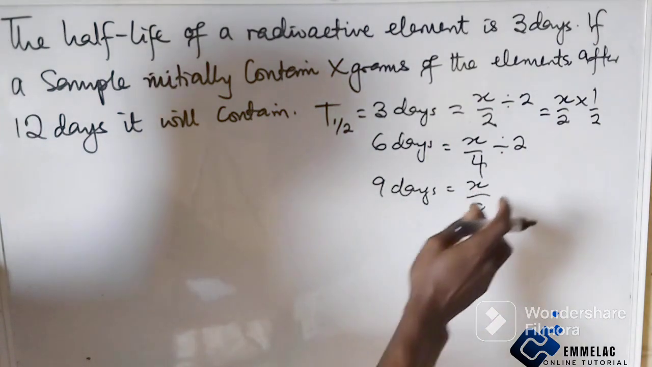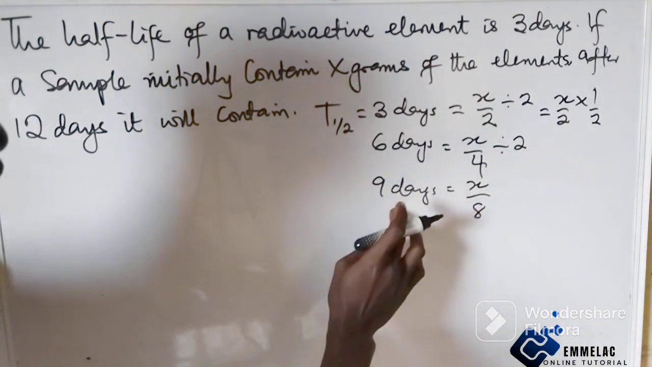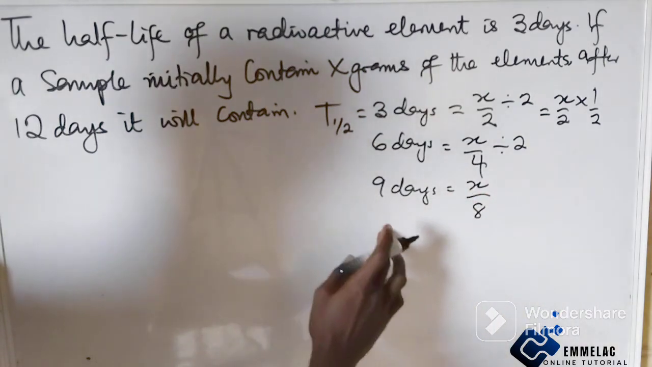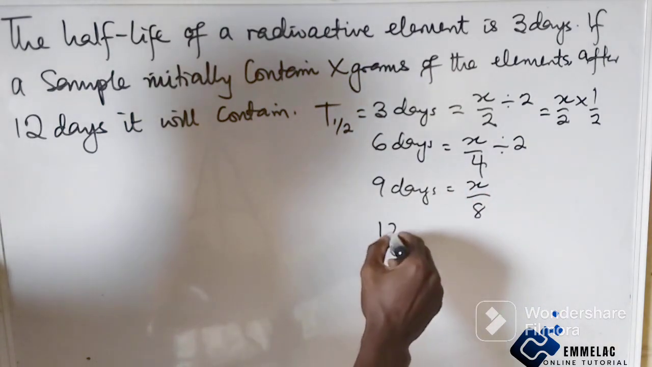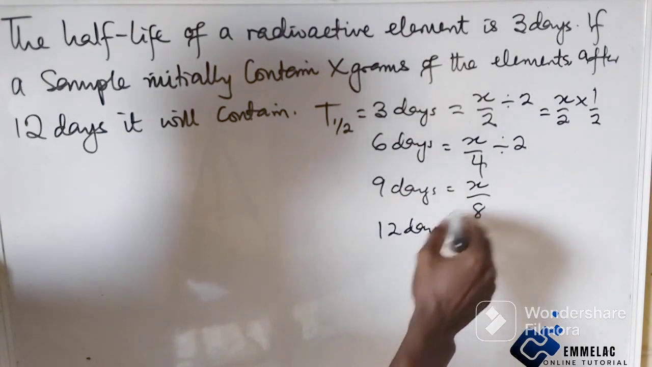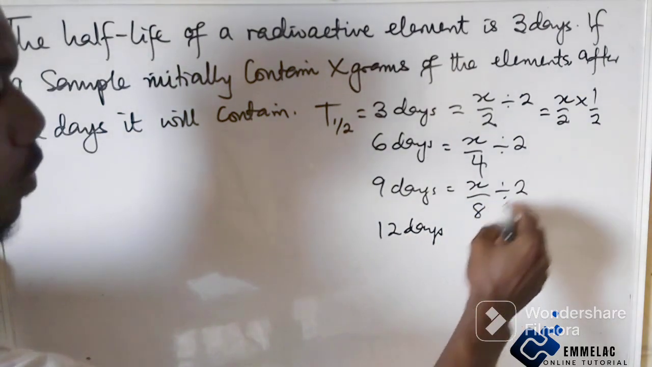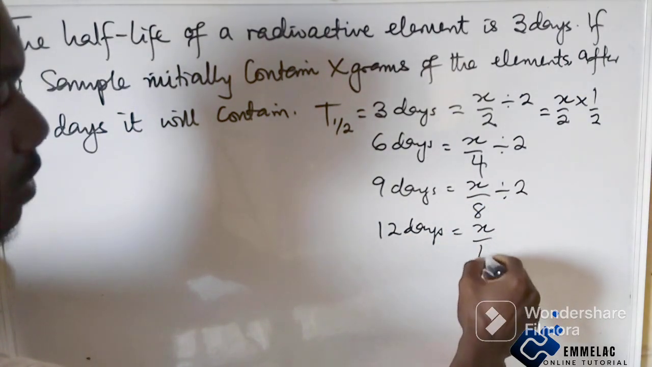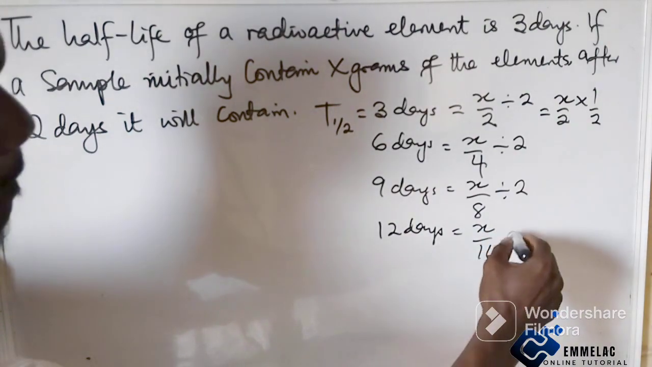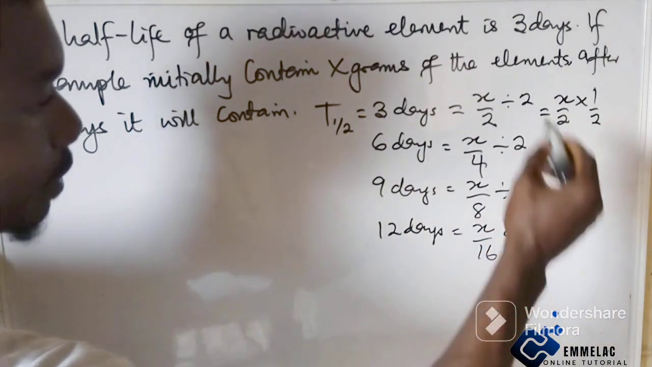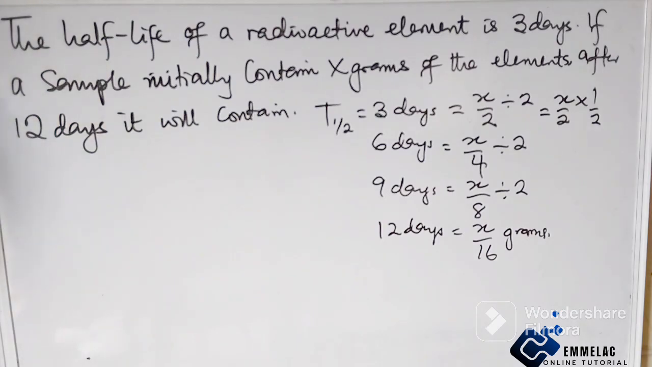Okay, so for the 6 days, now for the 9 days, now for 12 days, this one also will be divided by 2. We now have x over what? 16 gram remaining. Alright, this is the final answer.